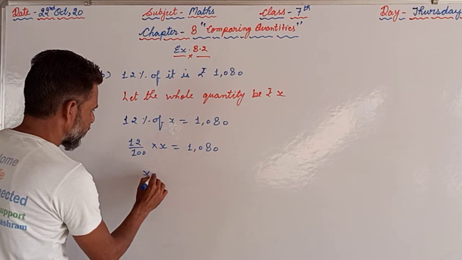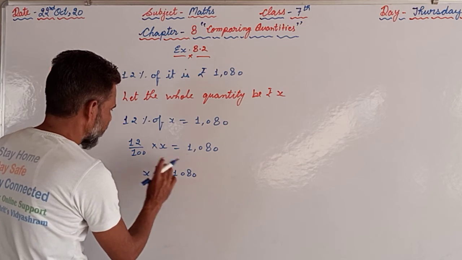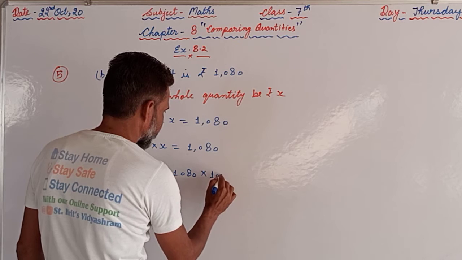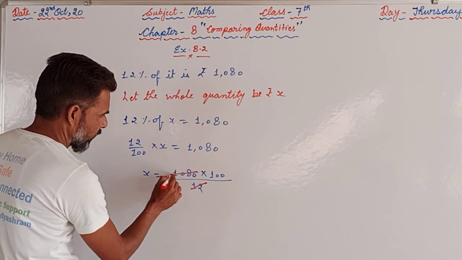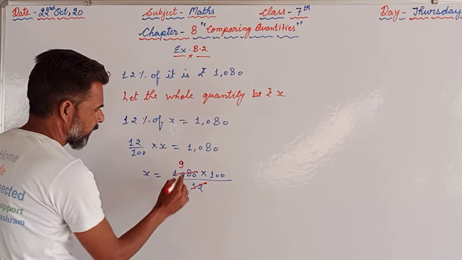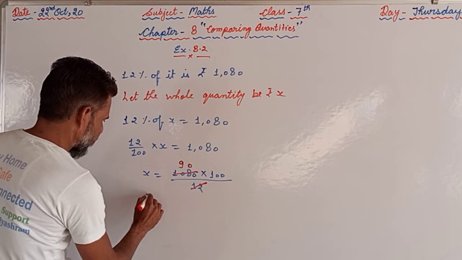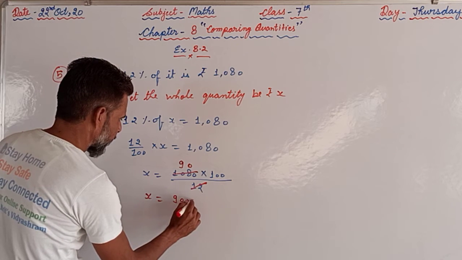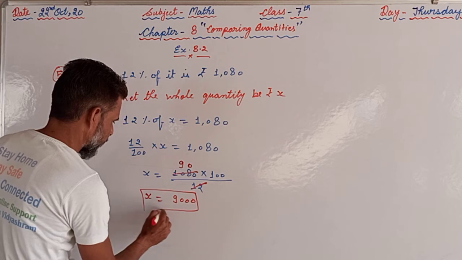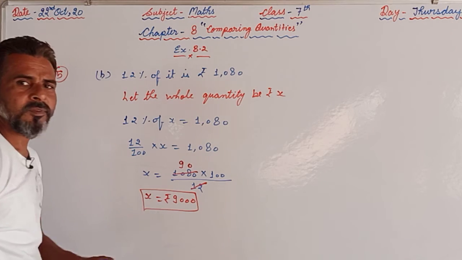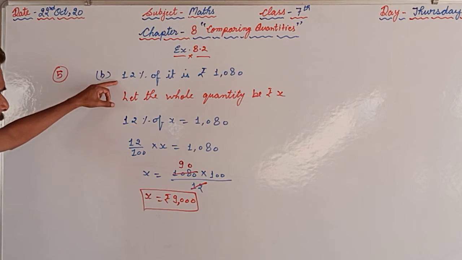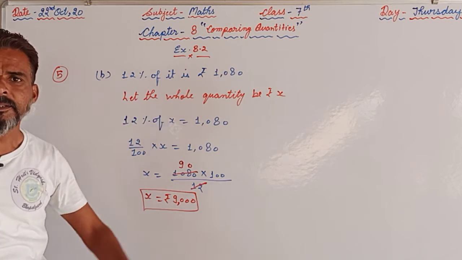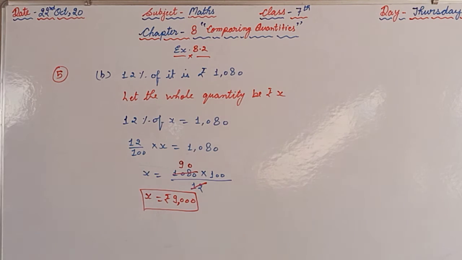x will be equal to 1080, 100 will go upside and 12 will come downside. So 12 9 ja 108 and then 0, then x is equal to 9000. So the total quantity is 9000. If we calculate 12% of 9000, we will get 1080. You can verify that as we have done in the previous part.